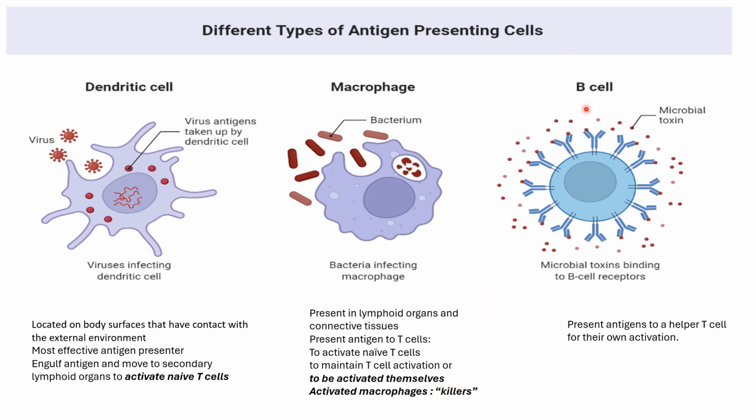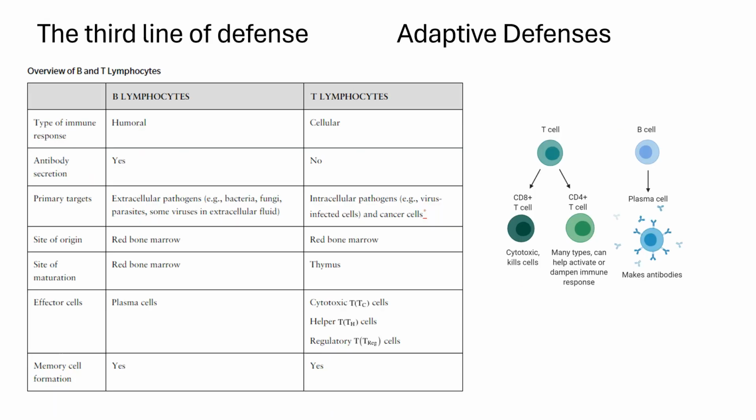Then we have B cells, and B cells are kind of selfish. They present antigen to the helper T cells for their own activation, right? They present to the helper T cell, and in return the helper T cell activates them.